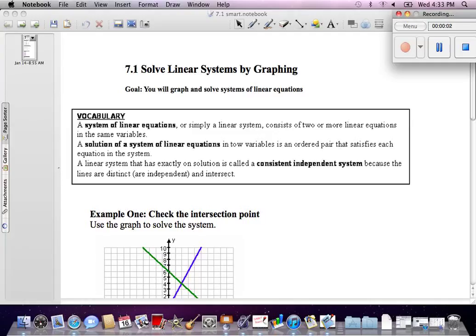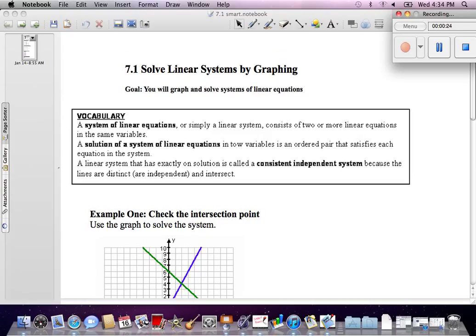Today we're looking at solving linear systems by graphing. So a system of linear equations, or simply a linear system, consists of two or more linear equations in the same variable. A solution of a system of linear equations in two variables is an ordered pair that satisfies each equation in the system.